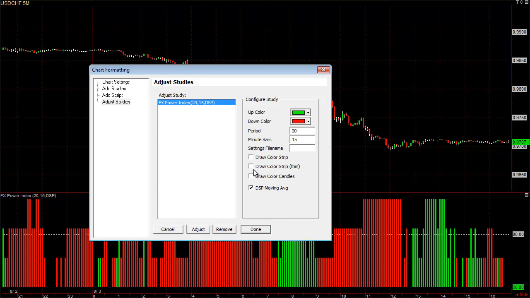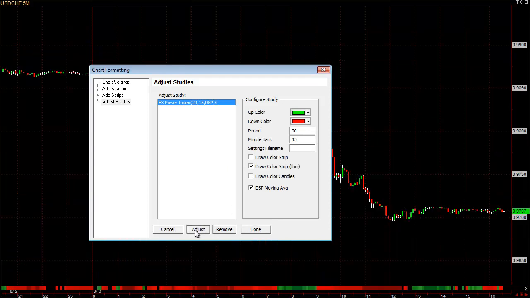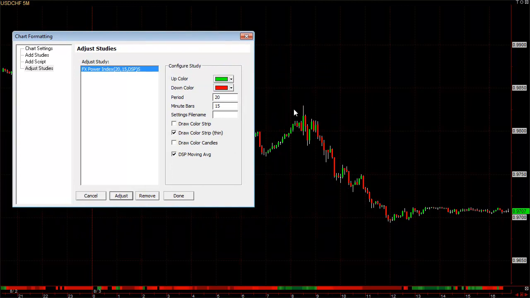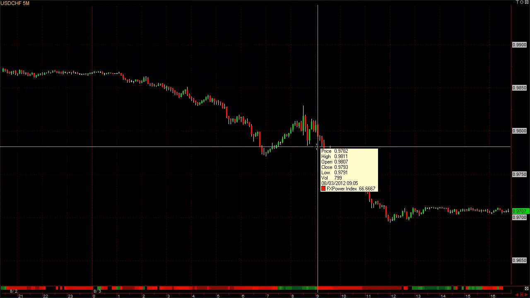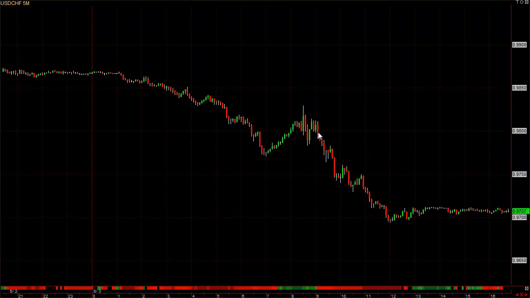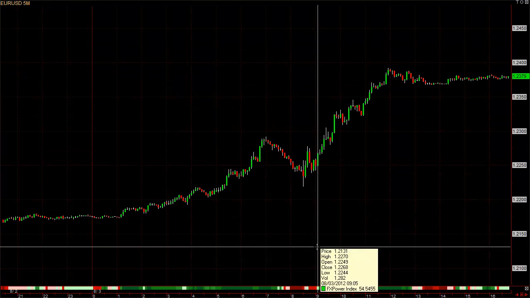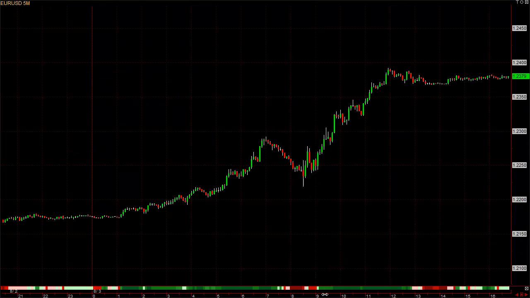And if you want to draw the color strip thin, you can do that as well. And you will see, it tends to give very accurate entries into new trends right here on that bar right here. It got you in and it kept you in. Let's look at the euro dollar for when it went up today. Notice it shifted lightly green here and then dark green very quickly. Kept you in right up here to the top.